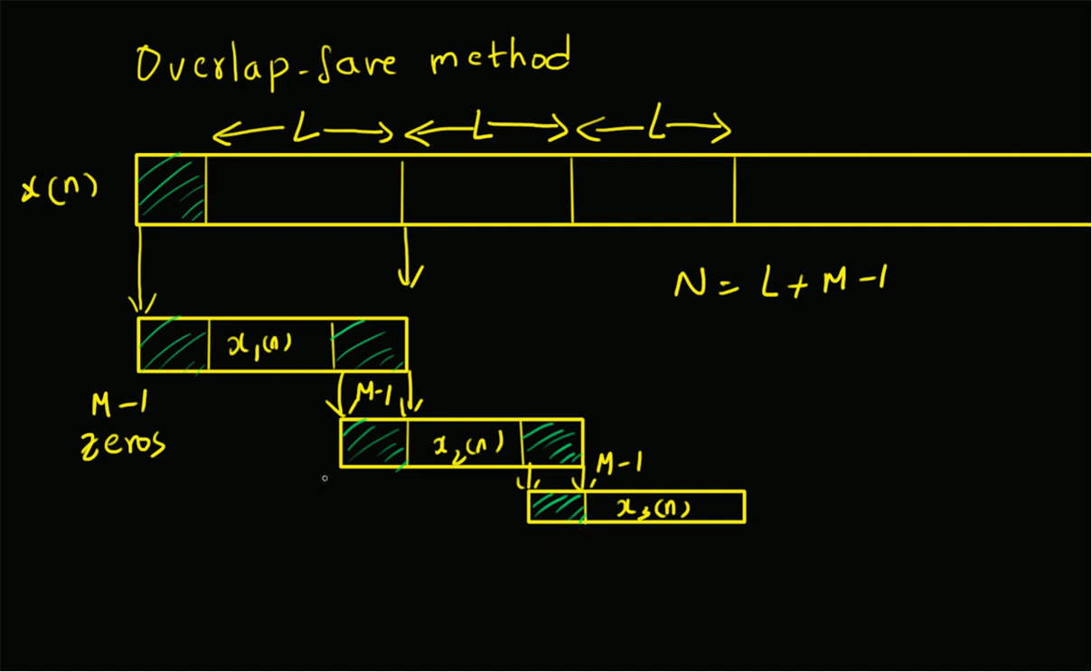So that means we are borrowing M minus 1 values from the previous block, and each block has L new values and M minus 1 old values. So this N signifies the length of the DFT. That is, for each block we will apply this N point DFT. That is why we have N equal to L plus M minus 1.